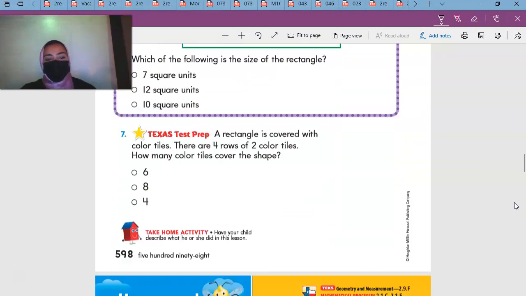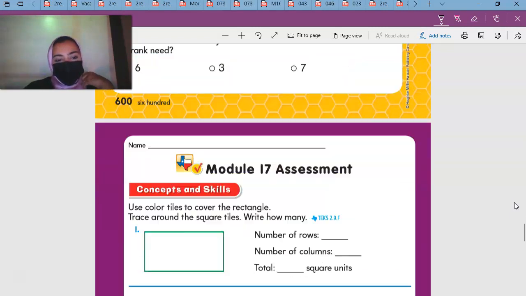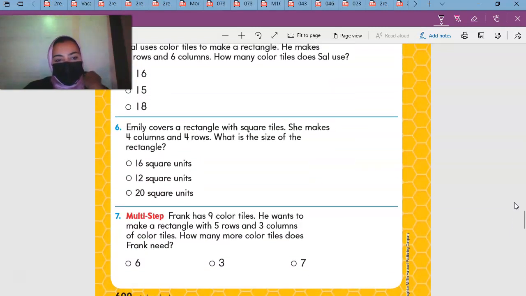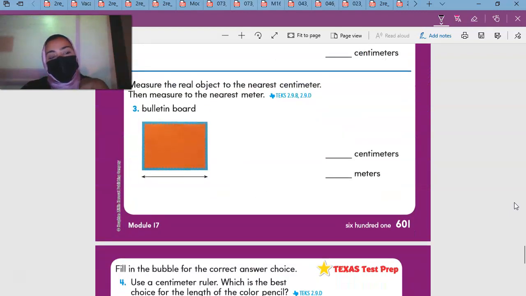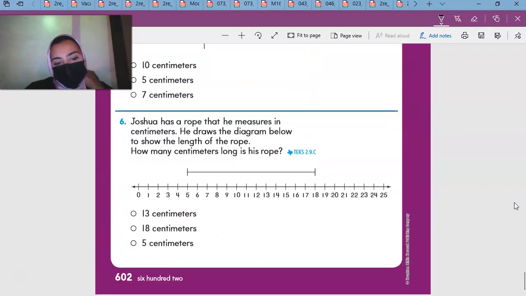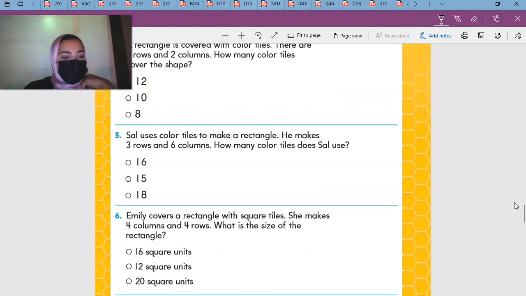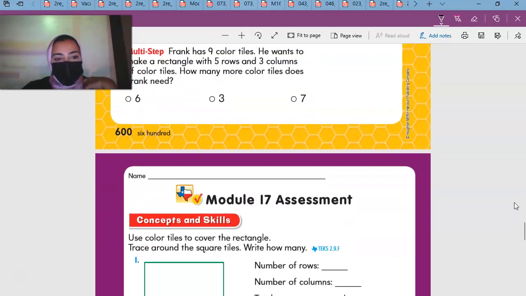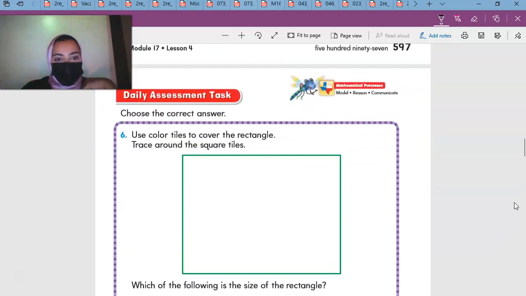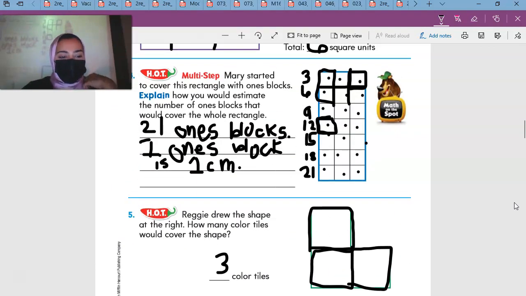Okay, you're going to go ahead and complete page 598 to 600 on your own. You are not going to do the purple page 601 through 602 today. Instead, you are only doing up till page 600, okay? And that's all we're doing today for math. It's a pretty simple and easy lesson. If you have any questions, let me know.